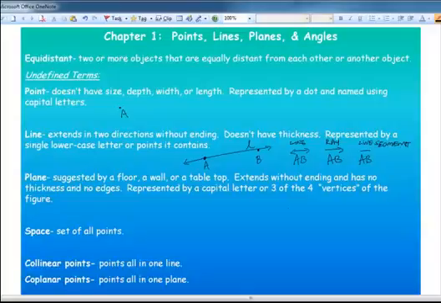A plane here is defined or suggested by a floor, a wall, or a tabletop. It extends without ending and has no thickness and no edges. It's represented by a capital letter or 3 or 4 of the vertices of the figure. Now, for our purposes, we're going to label it by 4 vertices rather than 3. 3 would only be if it's triangular, but most of the time when we talk about a plane here, we're talking about it being rectangular or square. And so we're going to label it by either 1 capital letter or by 4 vertices.